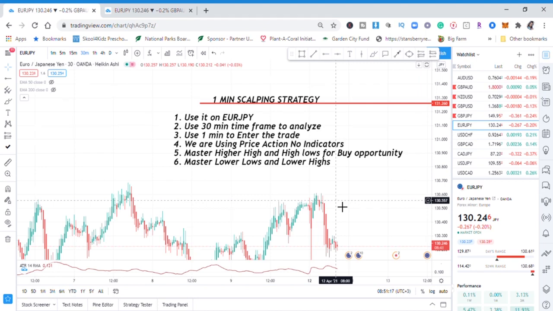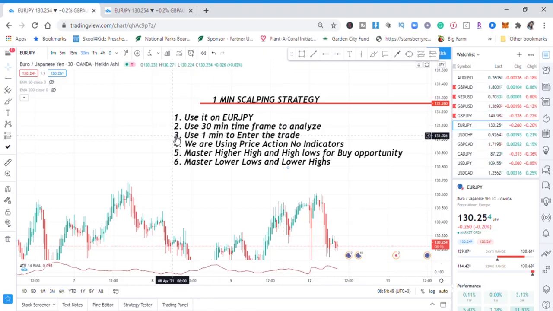Yes, you can try other pairs, but I find it working on Euro JPY smoothly. The other thing is to use the 30 minutes time frame to analyze your charts. You need to use a higher time frame. You cannot just go to 1 minute and analyze the market. You need at least a higher time frame, and in this case we'll be using the 30 minutes time frame. The third thing, use 1 minute to enter the trade. That's why it's a 1 minute scalping strategy, because in your 1 minute time frame, you'll get the entry.